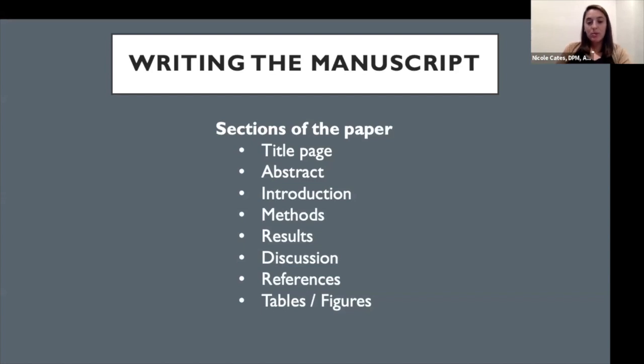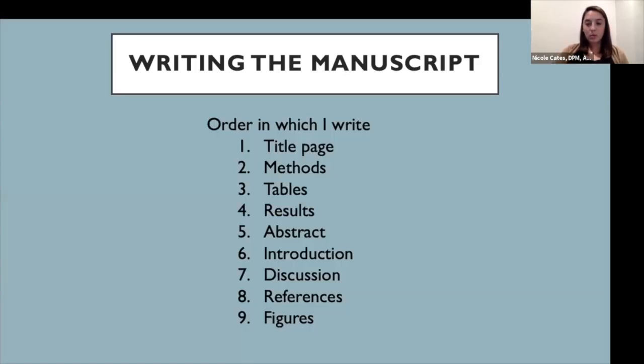Okay, so let's run through the sections of the manuscript. So the sections are title page, abstract, introduction, methods, results, discussion, references, and tables and figures. I don't write the manuscript in this order. I find that it's easier to write in a different order. And this is how I just think through it in my head, because if you want to think through it as fluidly as possible, you know the title page, you want to really get the concept of the paper. But the best way to follow the order is to go through methods first.